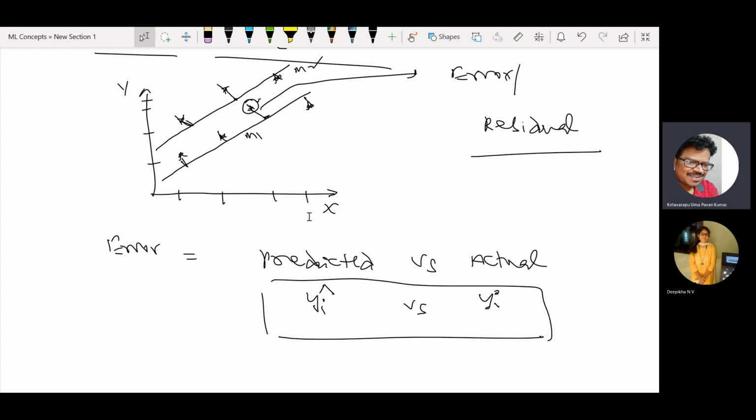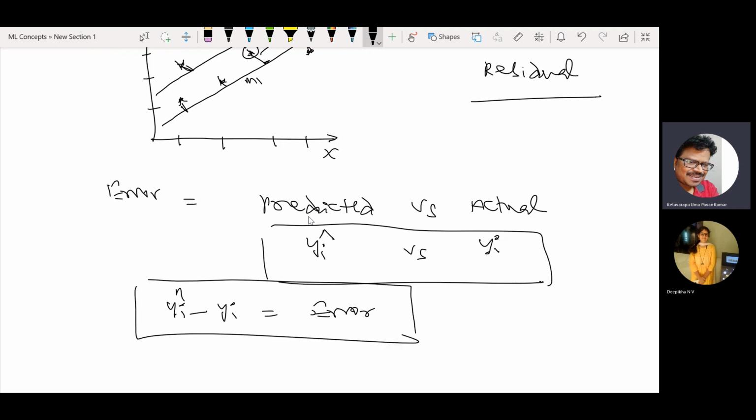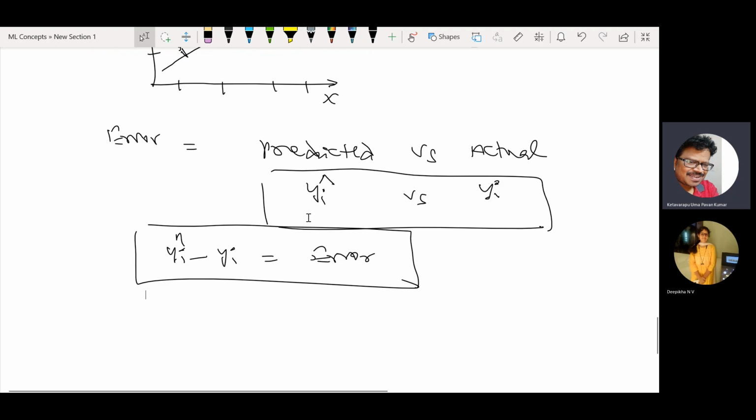According to this particular line, if I change the parameters, then obviously new lines are going to be generated. Error, as we have already seen, is the difference between the predicted value and the actual value. So predicted value minus actual value is nothing but the error. This is a basic equation where you can observe whether your model is the best. If you want to quantify the best prediction, we have to minimize this error.